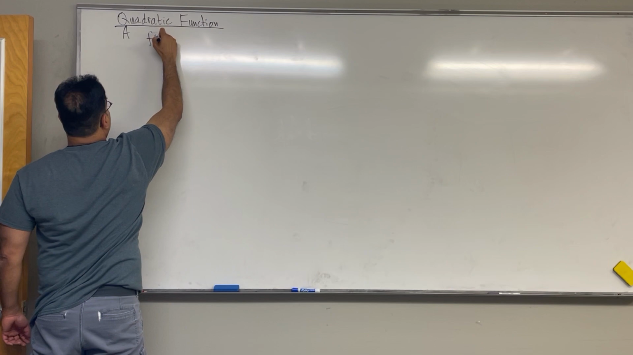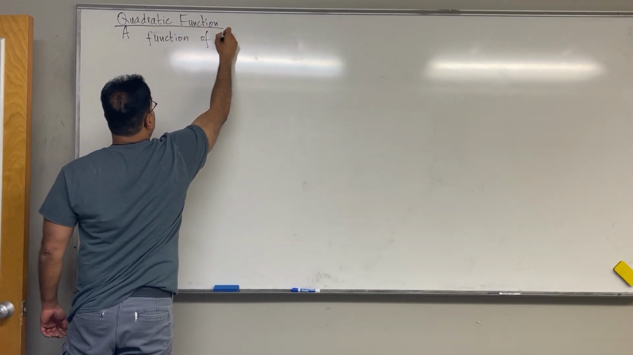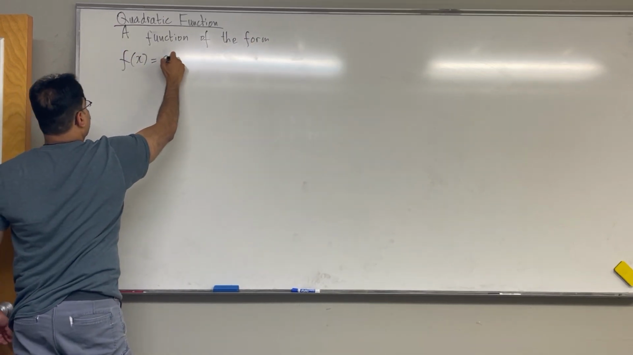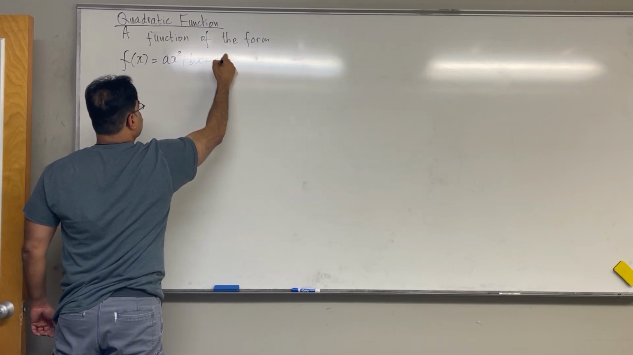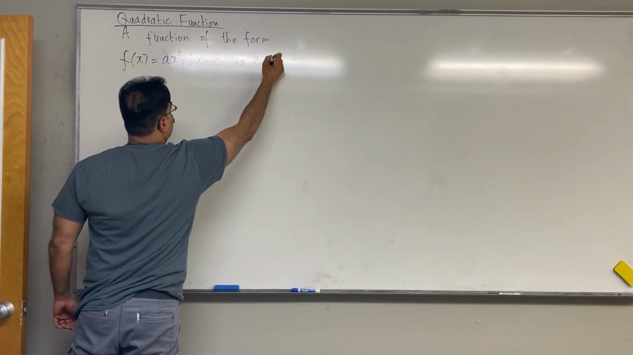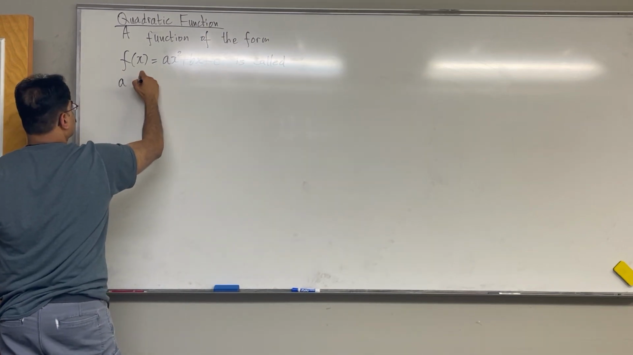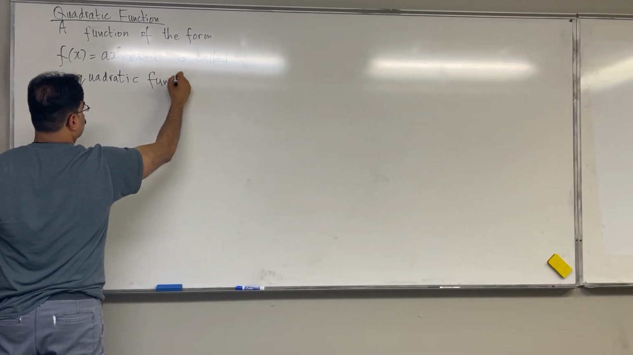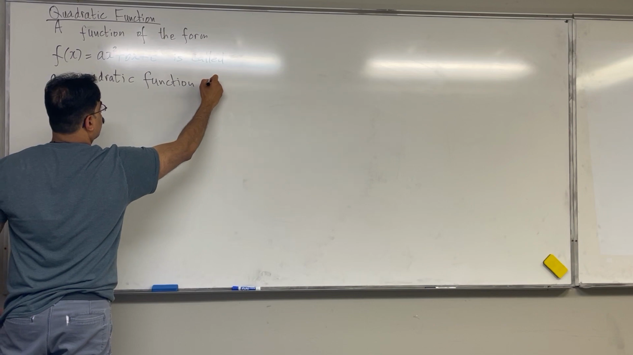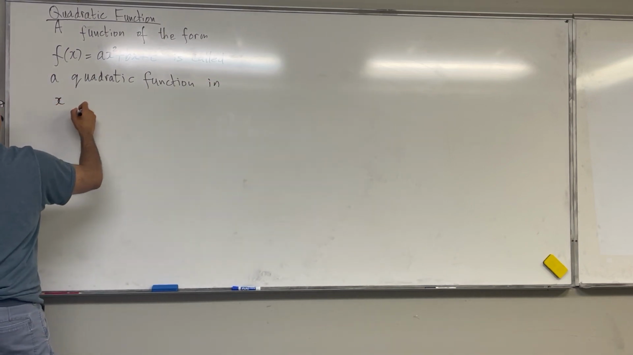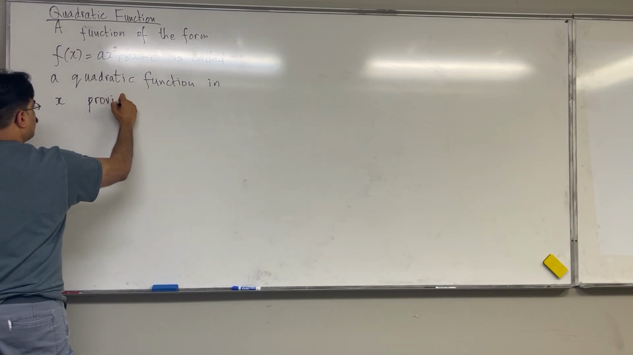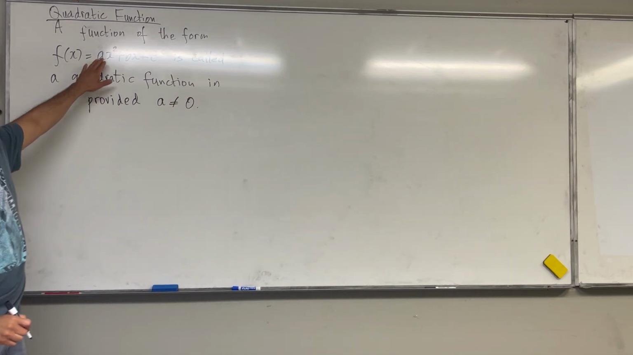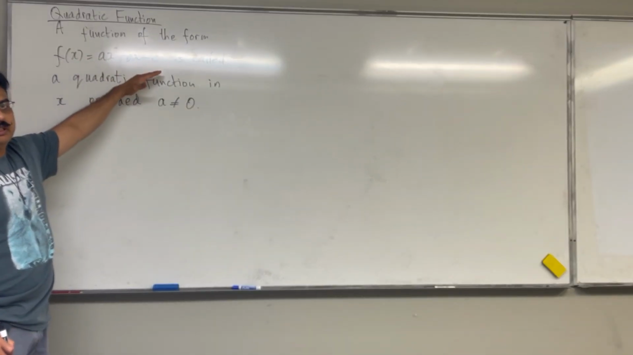A function of the form f(x) = ax² + bx + c is called a quadratic function in x, provided, what is the key condition on it? a is not equal to 0, because as soon as a becomes 0, the function becomes linear.